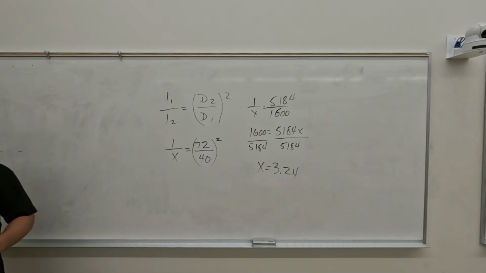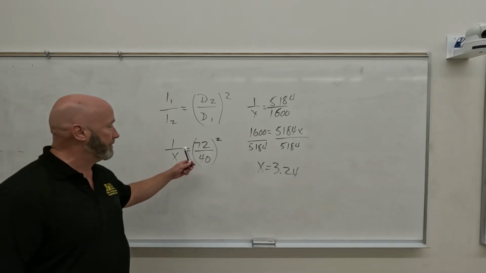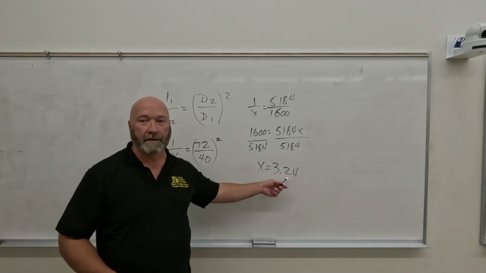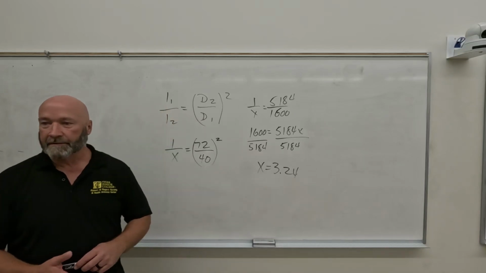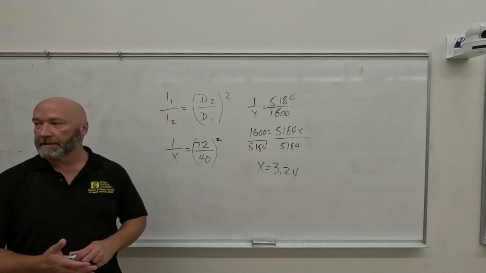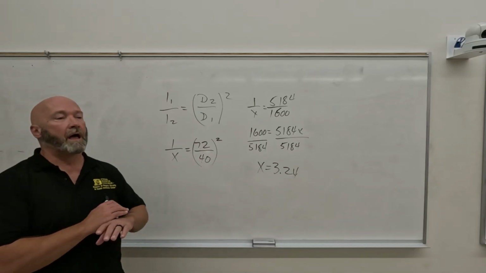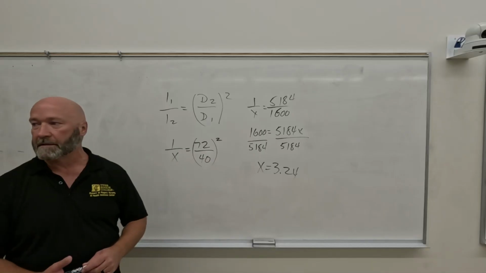3.2, because it's inverse square law. Every single time you back up from 40 to 72 inches, your radiation dose is going to change by a factor of 3.24. How many times? Every time. Every single time. Do you have to work out the inverse square law ever again for this particular set of circumstances?